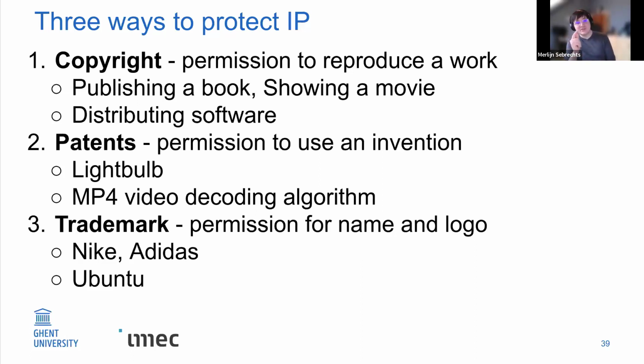The second way is using patents. With a patent, you give permission to use a certain invention. For example, the light bulb was a patent. The MP4 video decoding algorithm also has patents underneath it. Even if you have open source software that allows you to decode an MP4 file, you still need to pay in order to run that software, because it is patent encumbered. That software does certain actions that are protected by a patent.